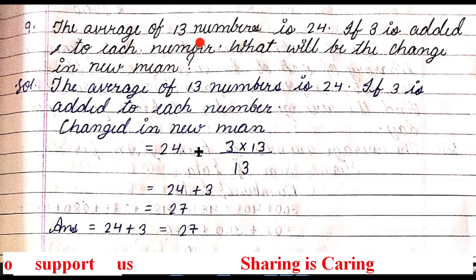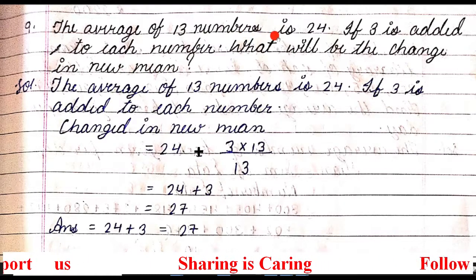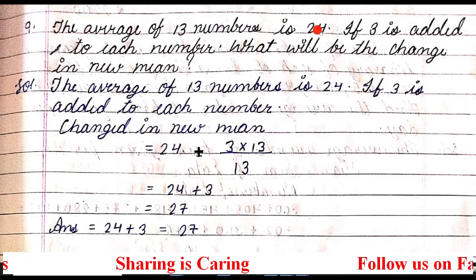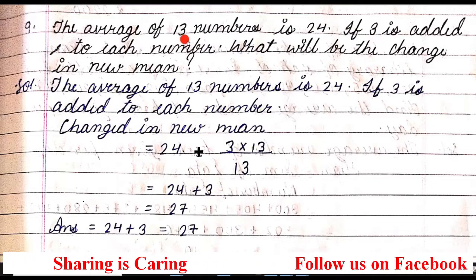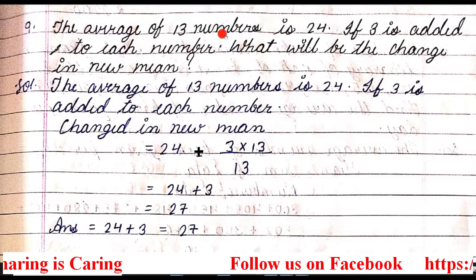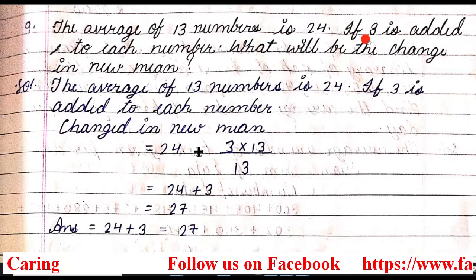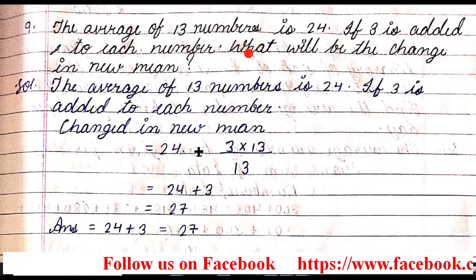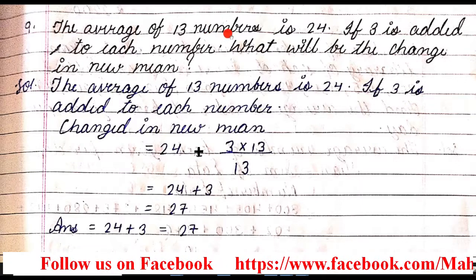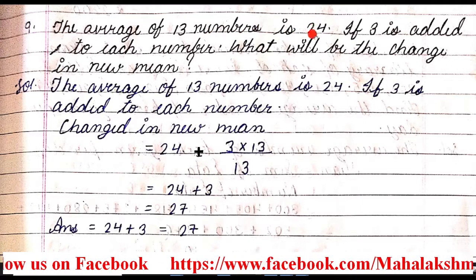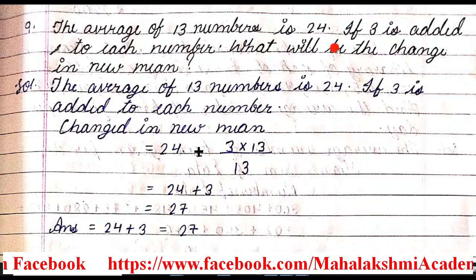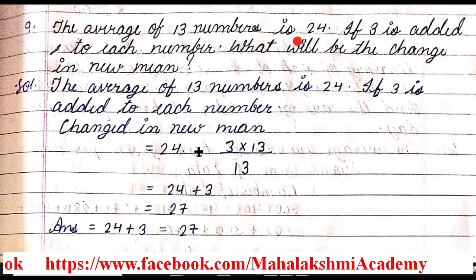So here we have 13 numbers and their average is given as 24. Now in each of the 13 numbers they have added an extra 3. Because of that their sum will change, and accordingly their average will also change. We have to find the new mean.